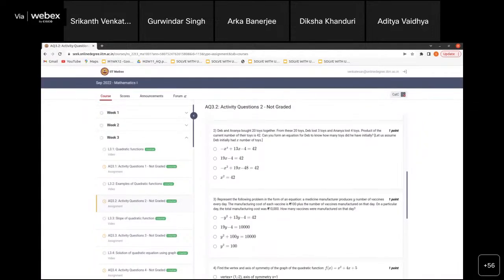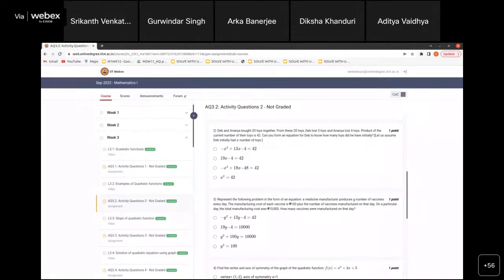And what about the second one? Deb and Ananya bought toys, and the total is 20. So x plus y will be equal to 20, and then y is equal to 20 minus x. After losing toys, it will become x minus 3 and y minus 4, and their product is equal to 42. We'll substitute and get the answer. Instead of y, we can use 20 minus x directly. So we are only worrying about one variable, right? We have only one variable here till now.